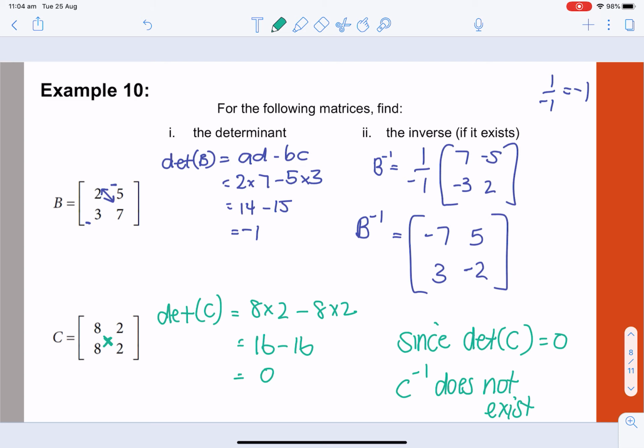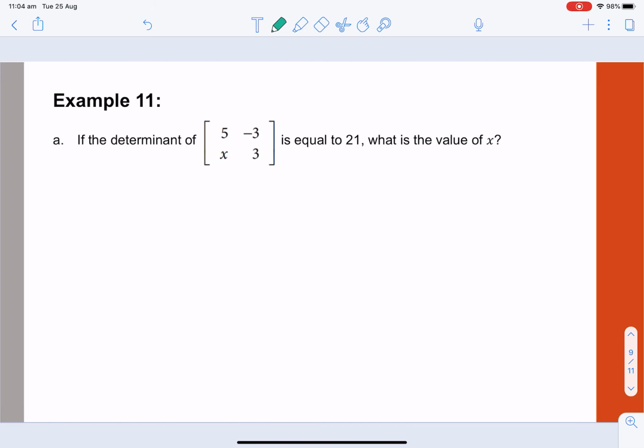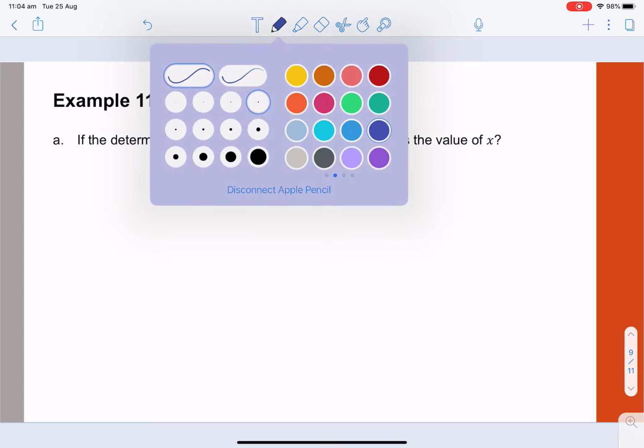All right, moving on to the next slide. This gets a little bit trickier. We start to bring a touch of algebra in here. Don't be overwhelmed by it. It's actually not too challenging. If the determinant of the matrix 5, negative 3, x, 3 is equal to 21, what is the value of x? Now we remember the formula for the determinant.